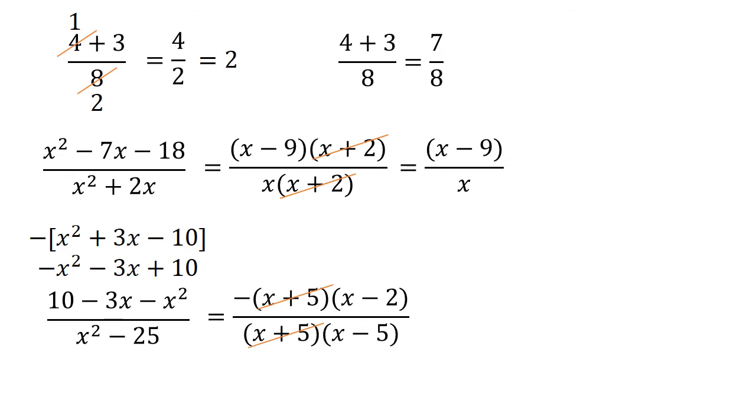Remember, I'm canceling factors. And I get what's left over. So I have a negative and then a fractional expression, x minus 2 over x minus 5. And again, you could drop the parentheses, but I would leave them.